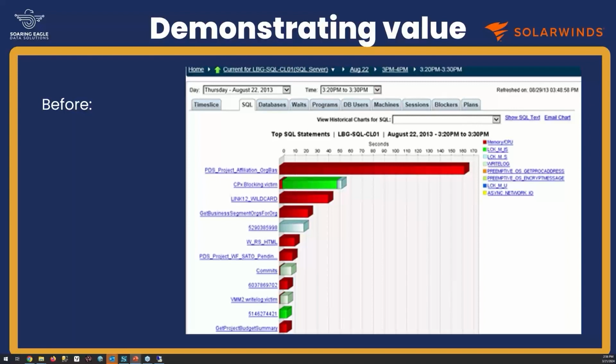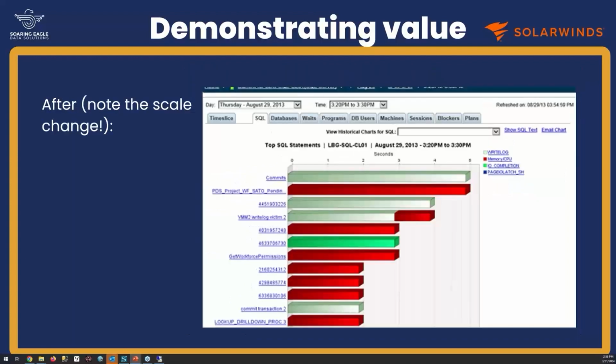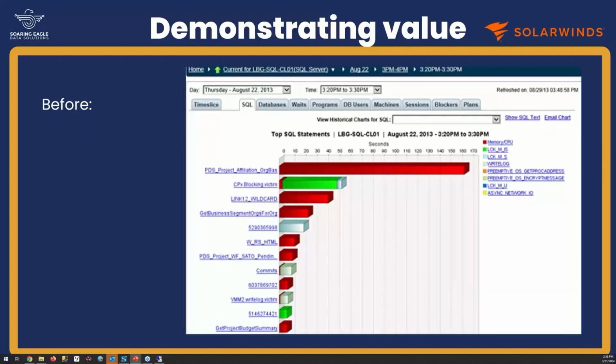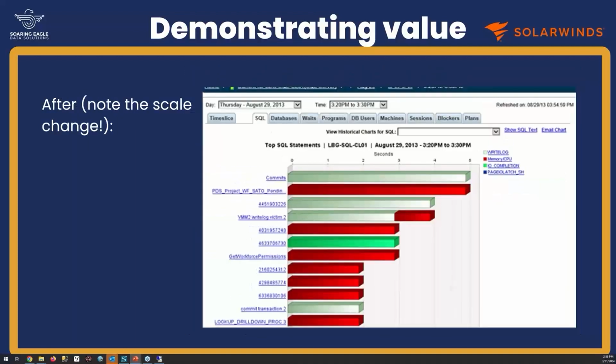So you go through a tuning exercise and people are asking, is it faster? Well, here's a before picture. Note the scale. We're going out to 170 seconds here. Note the scale for the same 10-minute time period. Now we're going out to 5 seconds. And the only thing we've got to fix now, with the write log barely showing up, is that suddenly the write log is up there and this is the issue that's popped to the top.